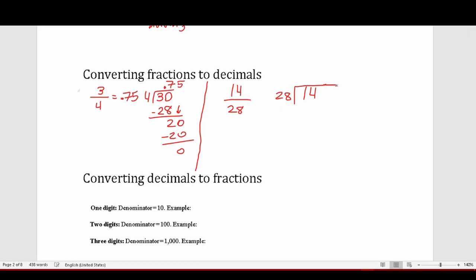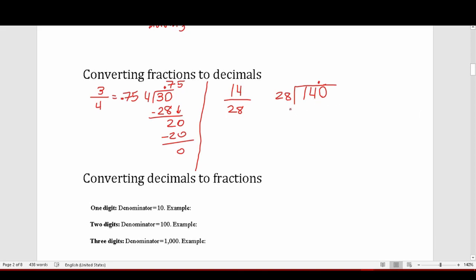And now we say to ourselves, does 28 go into 14? It doesn't. 28 is too big, so we have to add a 0 here. When we add that 0, we have to bring up the decimal. Now the question is, how many times does 28 go into 140?